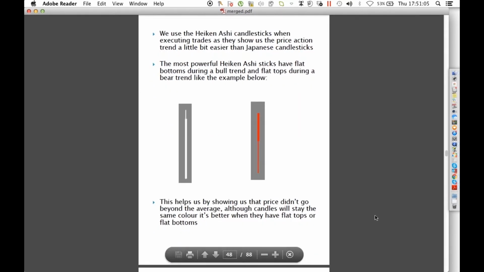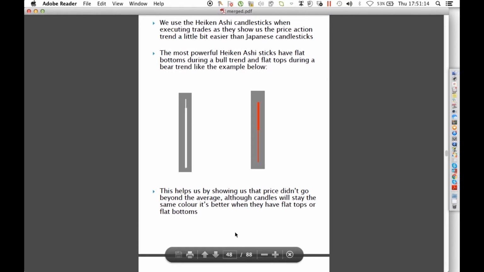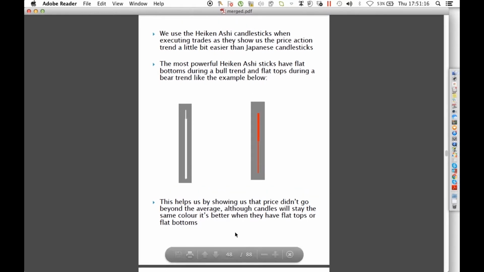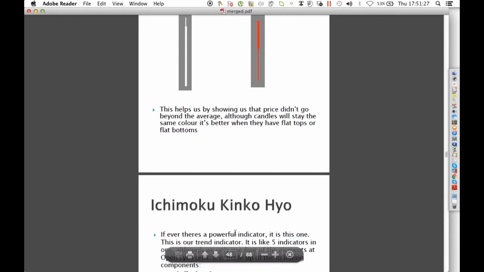So that's how you know that, okay, if we pass the flat top or the flat bottom, we sort of broke the midpoint of the line, so that means we might be looking at a trend reversal. But we'll still stay in that trend just as long as the candle colors stay the same.